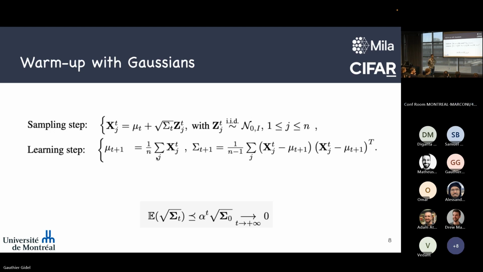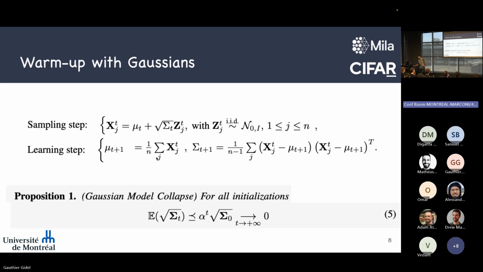What's alpha? It's coming. Alpha is basically, I hid the alpha. Alpha is something smaller than 1 that depends on n. So it's something strictly smaller than 1. It's something like n over n plus 1 or something like this.